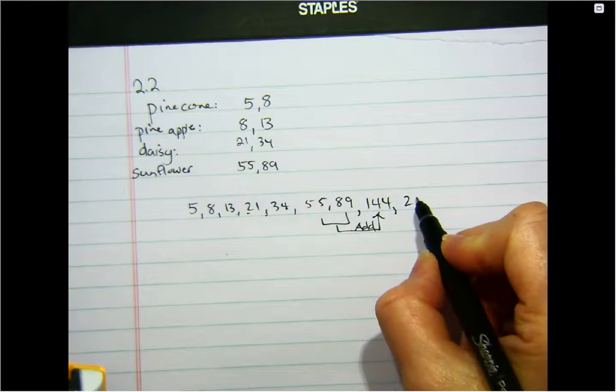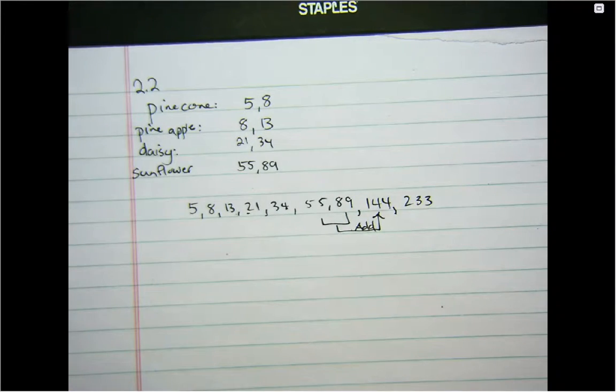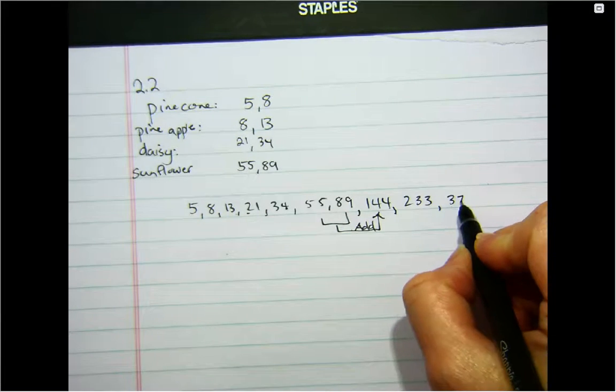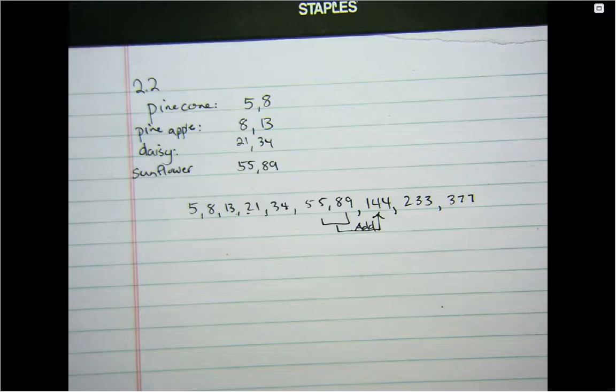233. 233 and 144. 377. So we can keep going on with this. How far could we keep going on with this? Infinitely. Yeah, infinitely.